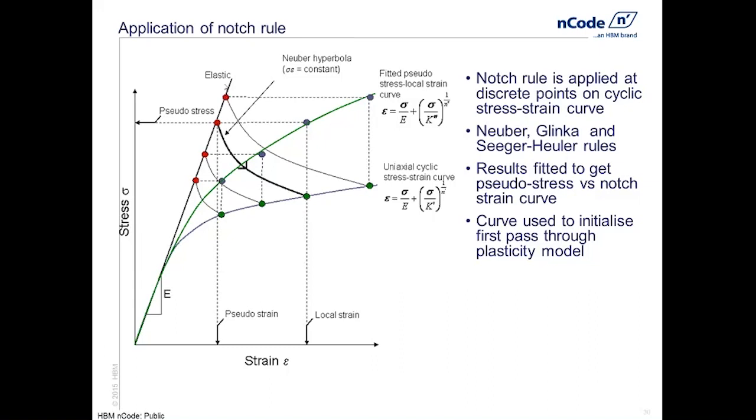That's graphically illustrated by putting a rectangular hyperbola through each of those red points and seeing where they intersect the uniaxial cyclic stress strain curve. So that gives us a set of estimated local strains corresponding to the pseudo stresses. If we then plot a curve of pseudo stress versus the estimated local strain, we can refit another set of Ramberg-Osgood parameters to it, and we get a new curve. We can use that to initialize our first run through the plasticity model.